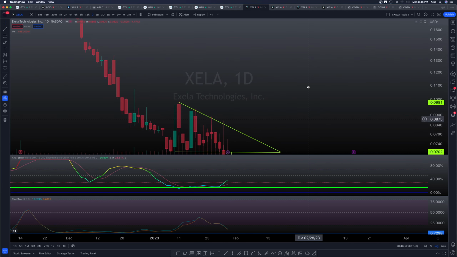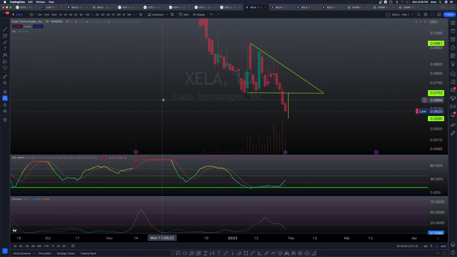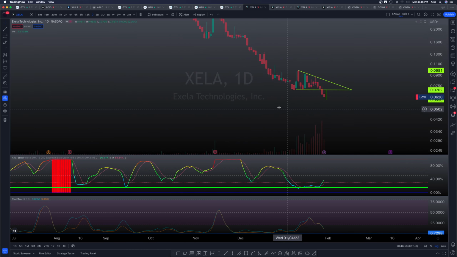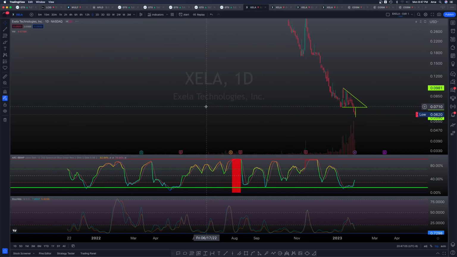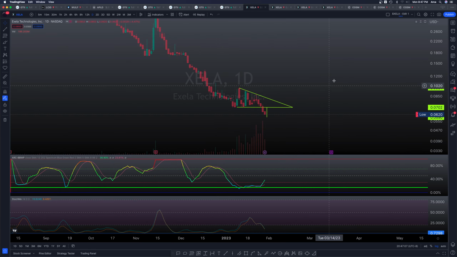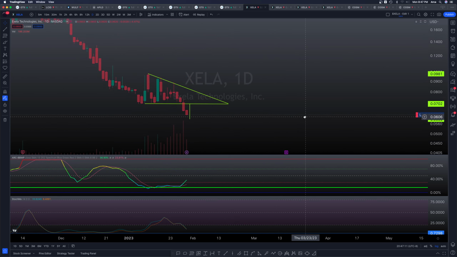This is XELA on the daily chart, and we are looking at a descending triangle here that actually failed to the downside, which is absolutely known because it is essentially a descending triangle after a downtrend, okay, which can be considered in a sense a bear flag. All right, you guys, so the downside on this was absolutely expected if we were tracing it, right?